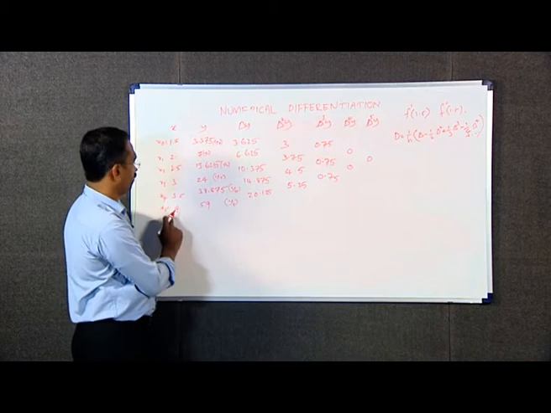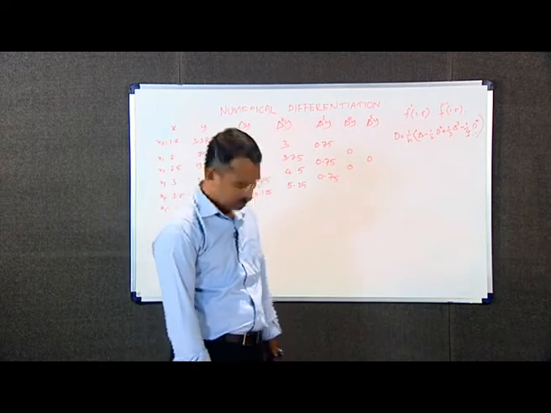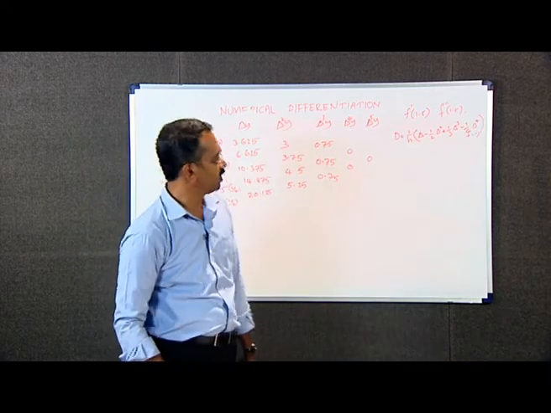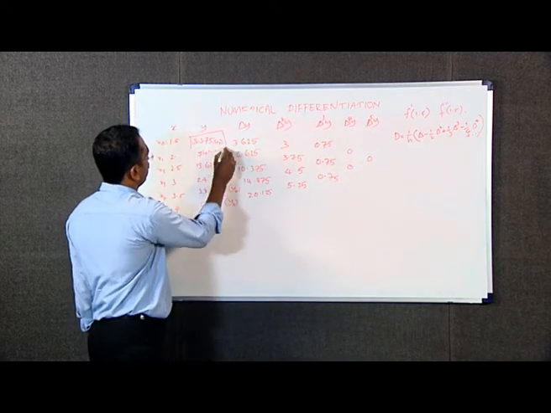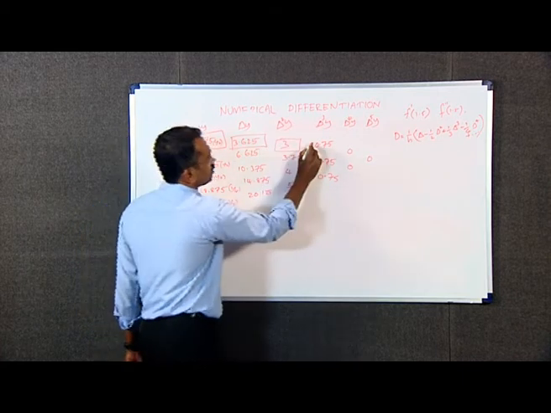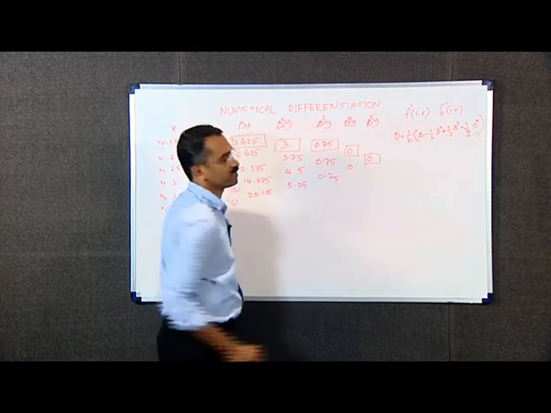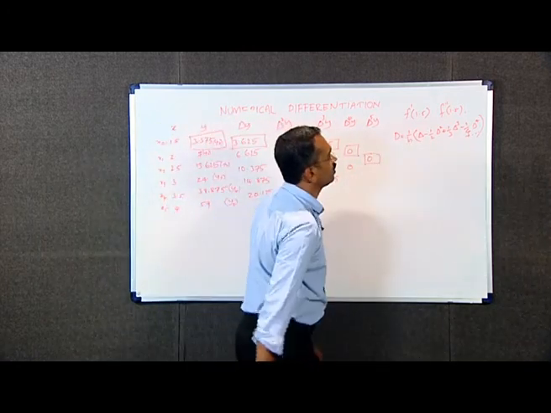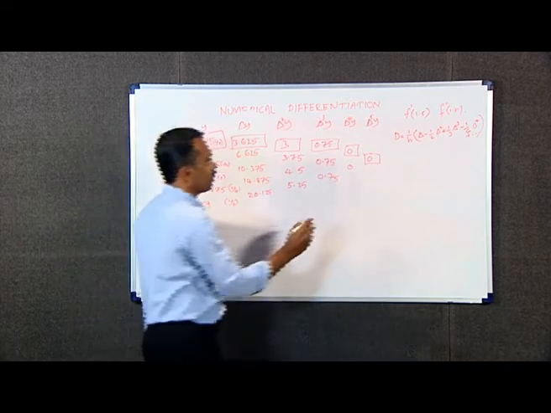Here 6 values are given, therefore, there are 5 differences. This is y naught, this is delta y naught, this is delta square y naught, this is delta cube y naught, this is delta raised to 4 y naught, and this is delta raised to 5 y naught. Substituting these values in this expression, here h is equal to 2 minus 1.5, that is 0.5.